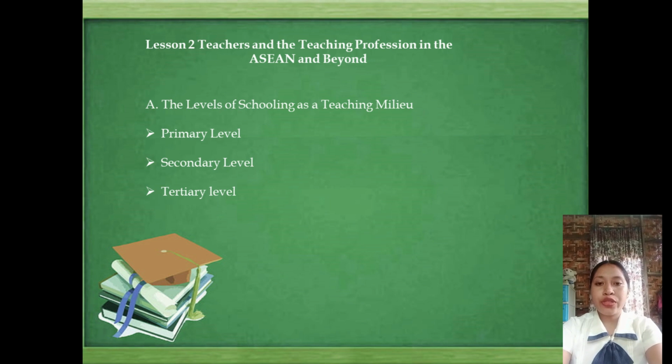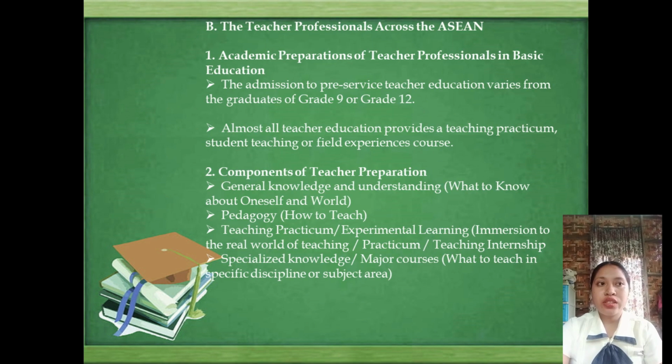The next one is the tertiary level. So it is a ladder of education system where the students earn a bachelor's in teacher education, the teachers and professionals across the Asian. So academic preparation of teacher professionals in basic education. It means the admissions to pre-service teacher education varies from the graduates of grade 9 or grade 12. So they should have 12 years of basic education and 2 years of teaching preparation to earn a diploma in teaching.